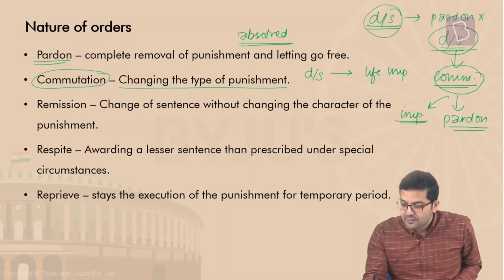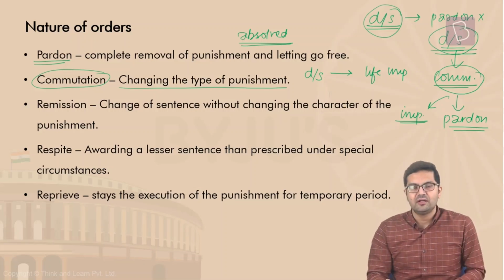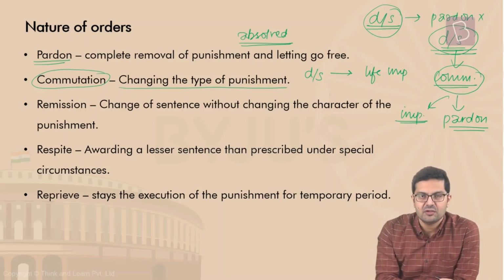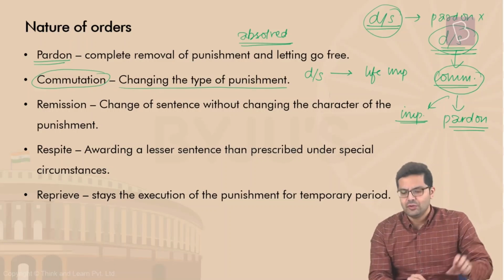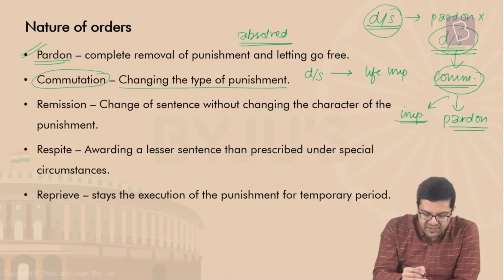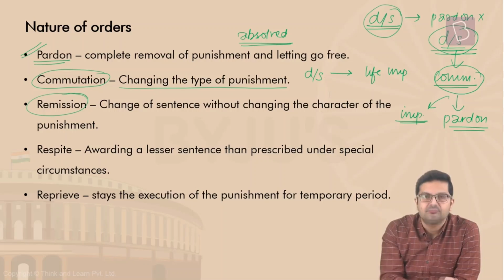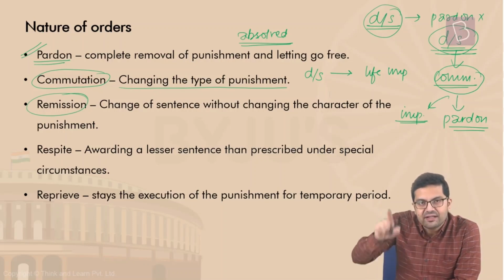Yes, the president has the power to directly absolve this person of all the guilt. Say you are given a death sentence, tomorrow the president signs on the mercy petition, you are free to go. No punishment, nothing. All charges removed. You are absolved of all the guilt. That's pardon. Then there is commutation, where the character is changed. Then there is remission, where the character is not changed, but the period of sentence is reduced.